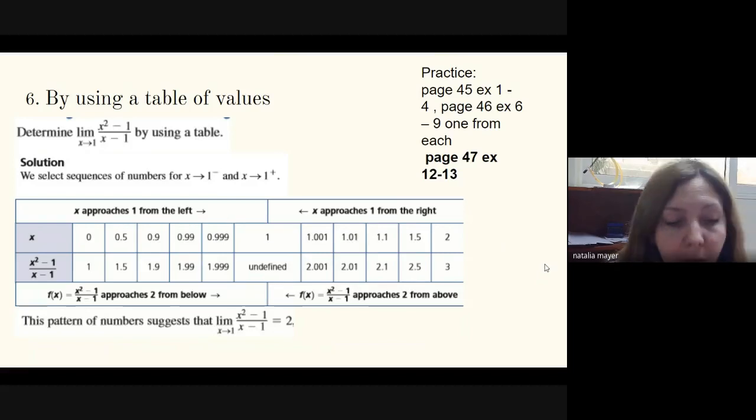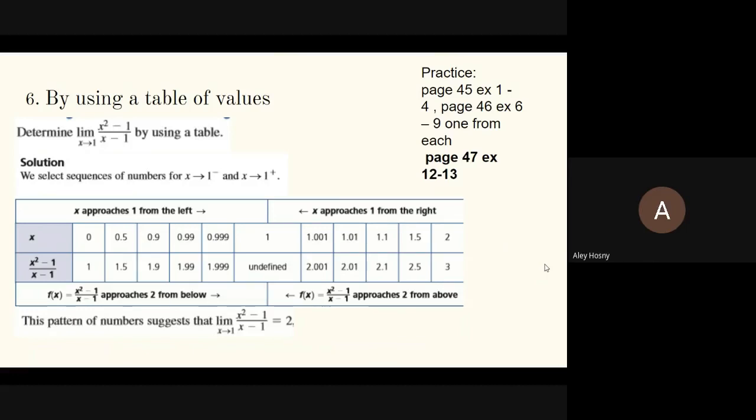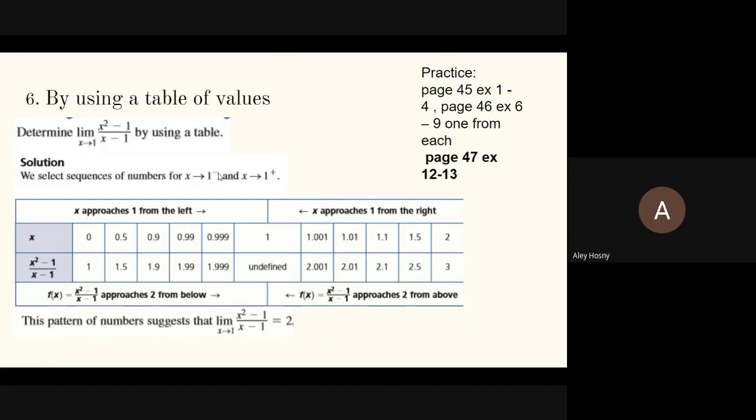Mister, I have a question. Yeah. I'm not sure what this table helps me to know when the limit is 2. Could you repeat? How does this table help me know that the limit is 2?